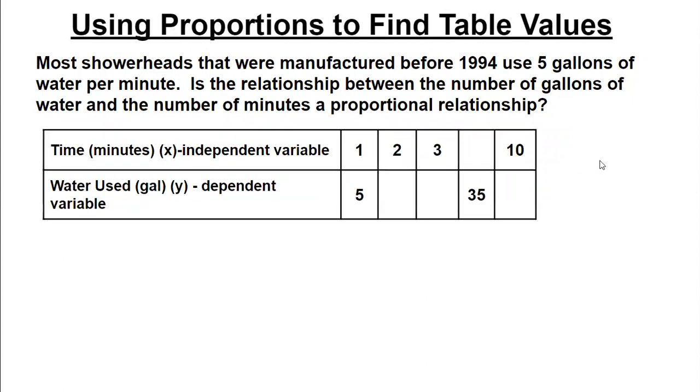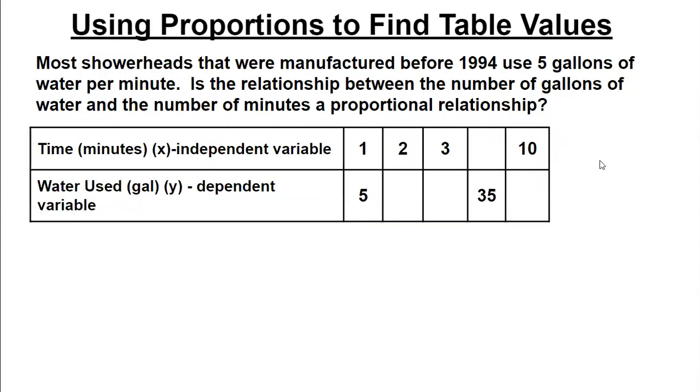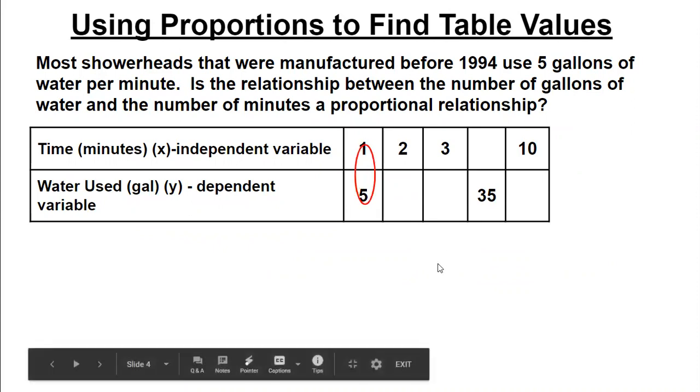Okay, so let's take a look at our table. We're going to have to fill it in. So we have time being the independent variable, the x variable. Time never depends on anything else. It just keeps happening. It's always independent. The dependent variable is gallons. The amount of water used depends on how much time has gone by. So let's see if we can get the numbers in there.